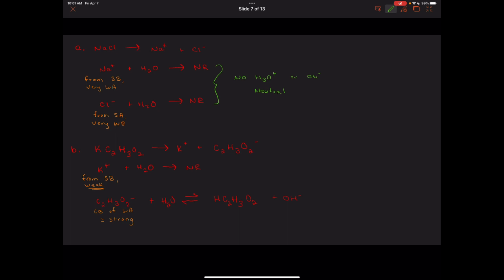So one ion gave no reaction, but the other ion is producing hydroxide. So it's increasing the amount of hydroxide in the solution, and therefore it's going to make it basic. So the potassium acetate salt is considered a basic salt because that acetate anion undergoes hydrolysis. It produces hydroxide in solution.